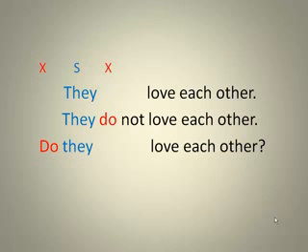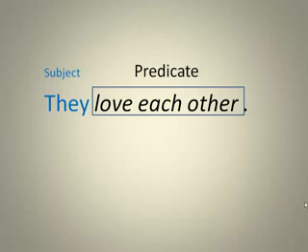They do not love each other. Every negative sentence must have an X word, so I can use do. Do they love each other? I can move the X word to make a yes or no question. The subject is they. It's between the two X word places. Love each other is the predicate because it's everything that's left. There is no end shifter.